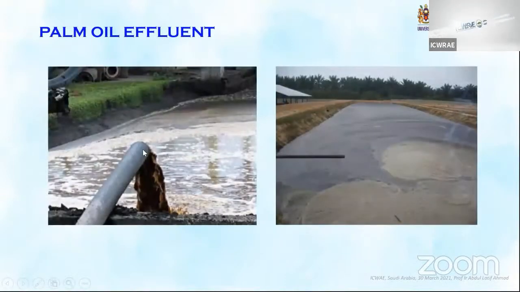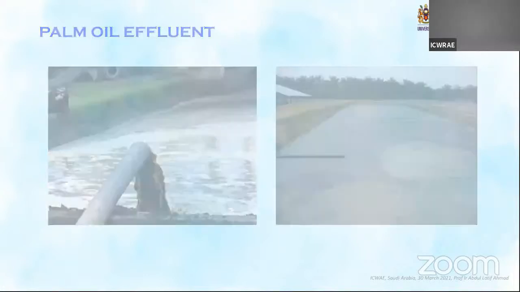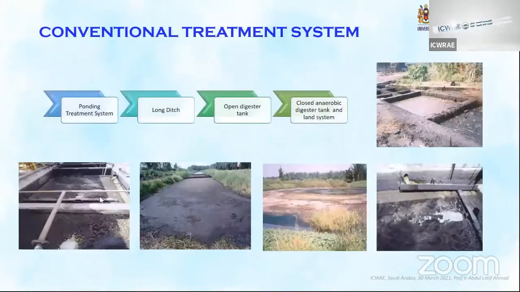Open pond, they are using the biological treatment. The biological treatment is a very slow process to degrade the pollutants. It may take up to 3 months. There are a lot of disadvantages with the common conventional treatment processes. With this diagram, I can show you how bad the effluent is.